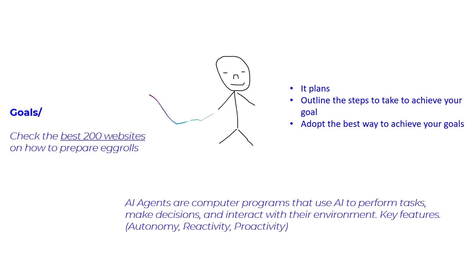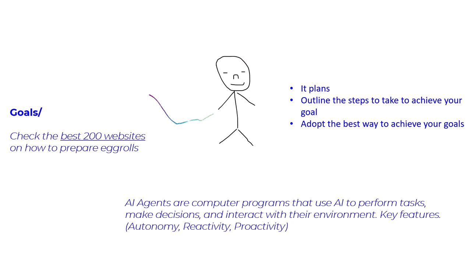What we are going to be doing in this course, we're going to be using AI agents to do research and also analysis. With AI agents, you just give it your goal, and then it plans, it outlines the steps to achieve your goal, and then adopts the best way to achieve your goal. So you don't need to interact with it. You are not the one doing the manual work.